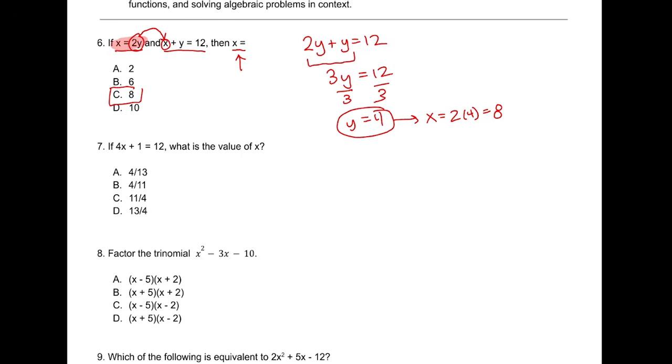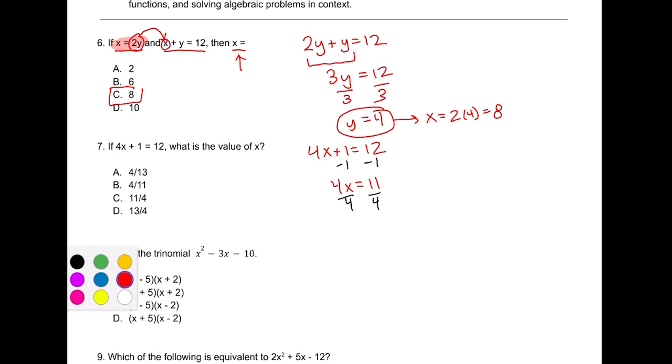For number 7, we've got a 2-step linear equation here. 4x plus 1 equals 12, and we're solving for x. So first, we'll subtract 1 from both sides of the equation. 4x equals 11. Then we'll divide both sides by 4, and that doesn't divide evenly, but the answer choices are all given as fractions, so you don't have to worry about converting that to a decimal or anything. The answer is choice C.